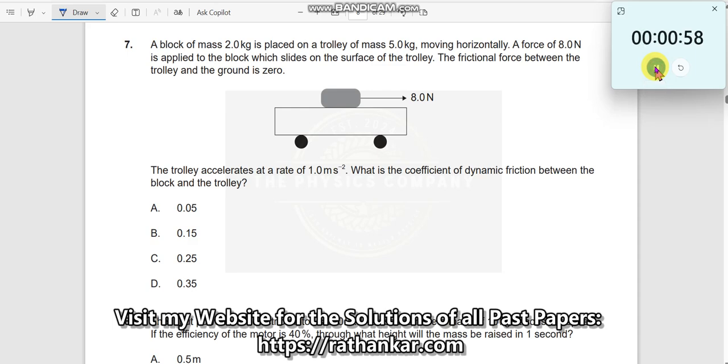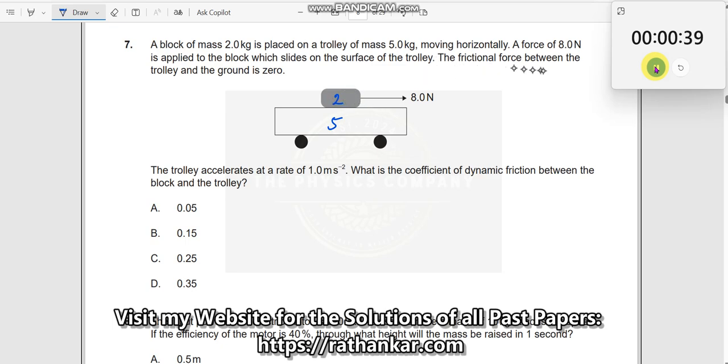Question number 7. A block of mass 2 kg is placed on a trolley of mass 5 kg. So this is your 2 kg mass, this is your 5 kg mass. Moving horizontally, a force of 8 newtons is applied to the block. It slides on the surface of the trolley. 8 newtons is applied over here, and it says very clearly this 2 kg is sliding.